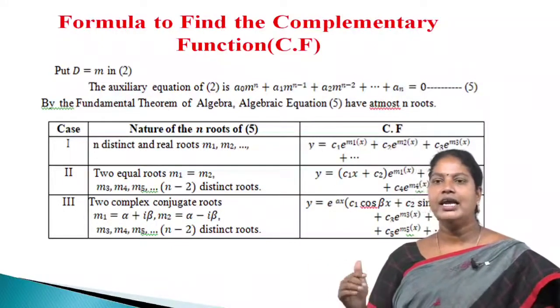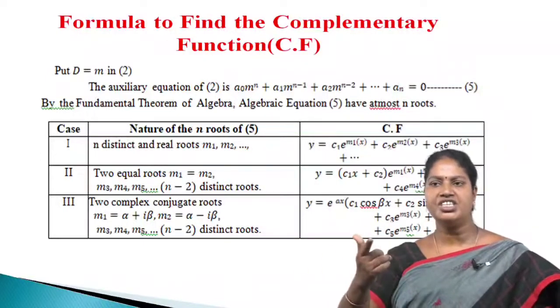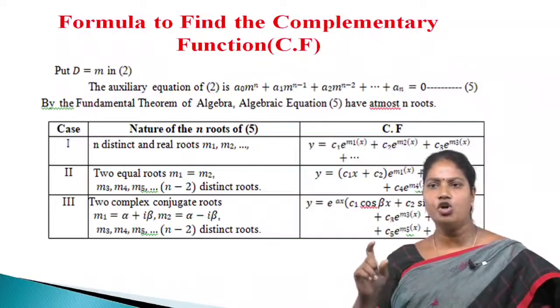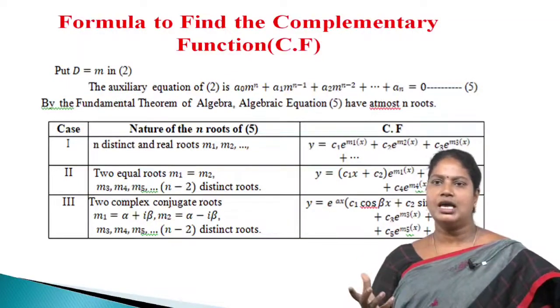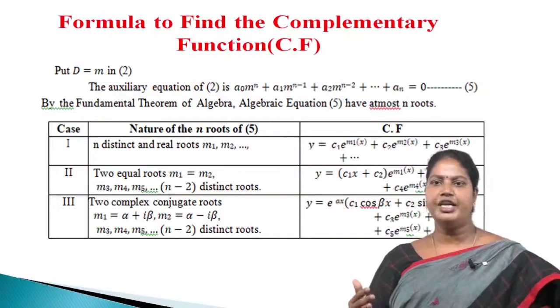It says that any polynomial of degree n has at most n roots, so the equation in equation number 5 has at most n roots. The n roots have different natures. So according to the nature of the roots, we can divide into 3 cases.